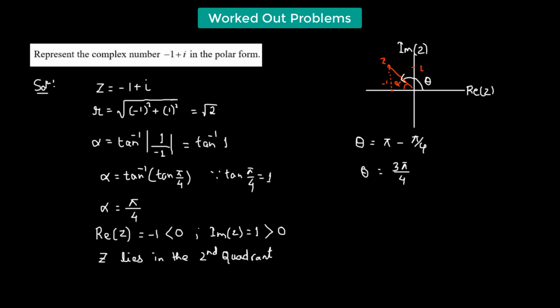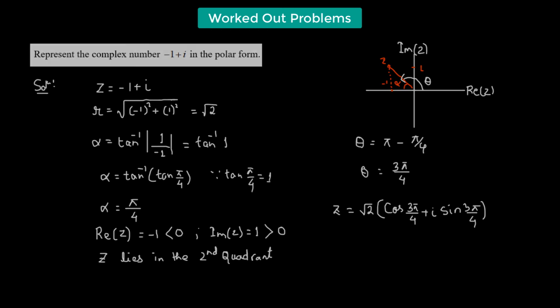Now that I have it, in polar form we have our complex number z given by r. So r is √2 multiplied by cosine of theta, which is 3 pi over 4, plus i times sine 3 pi over 4. So this is the polar representation of the complex number -1 plus i. Let's move on to the next question.